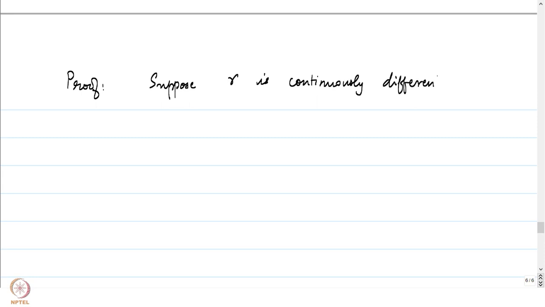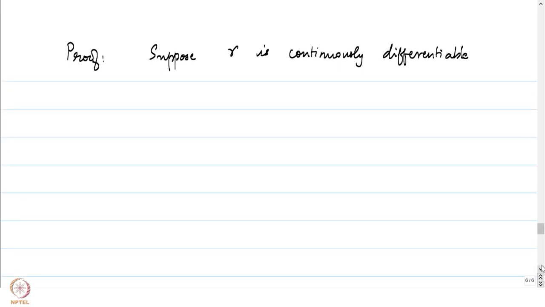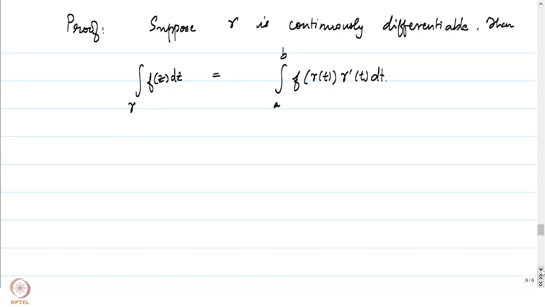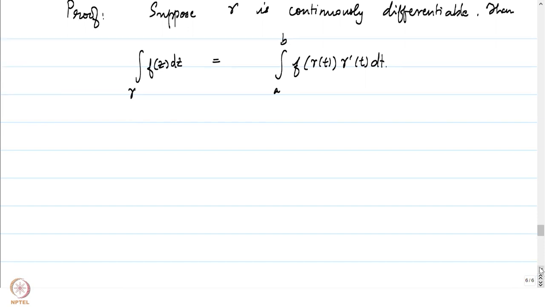Then what do we have? Let's recall the change of variable formula that we had proved in the last lecture. Then the integral of f of z dz over gamma is going to be equal to the integral from a to b, the usual Riemann integral applied to the real part and the imaginary part, of f of gamma of t times gamma prime of t dt. We can write our integral in this manner if the curve gamma is a continuously differentiable curve.